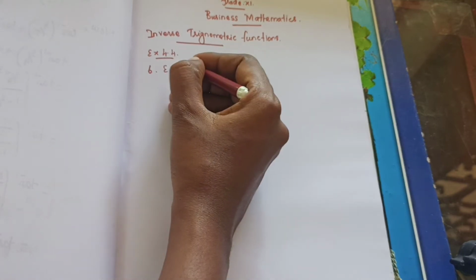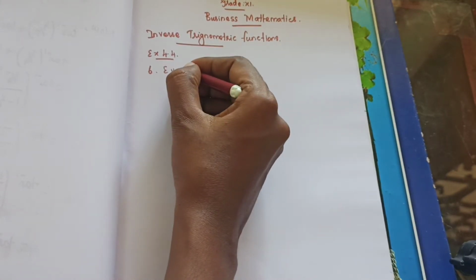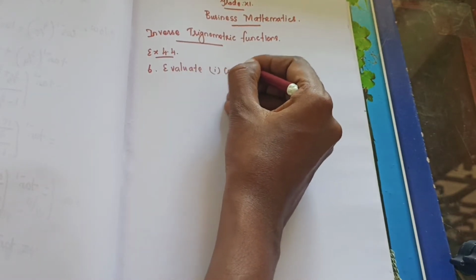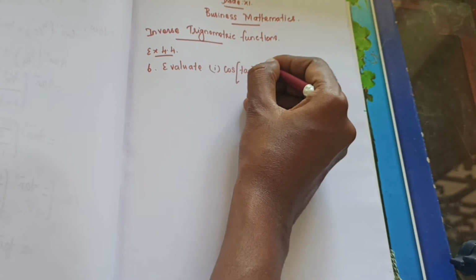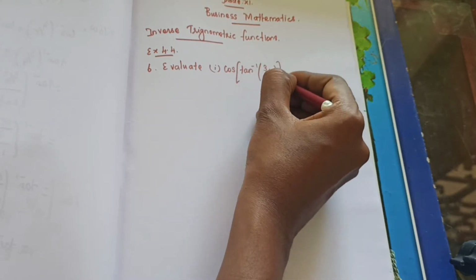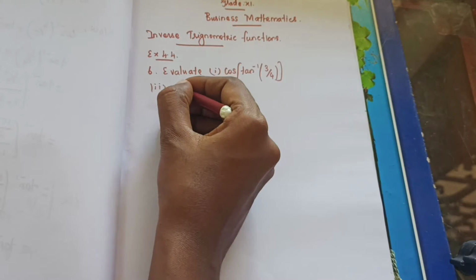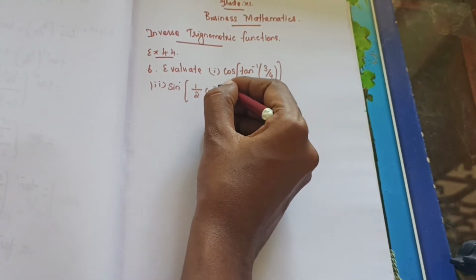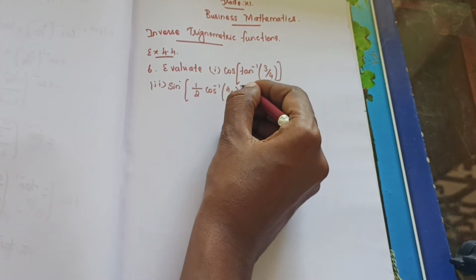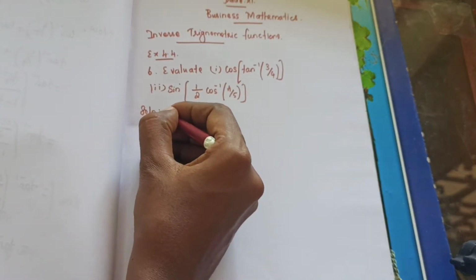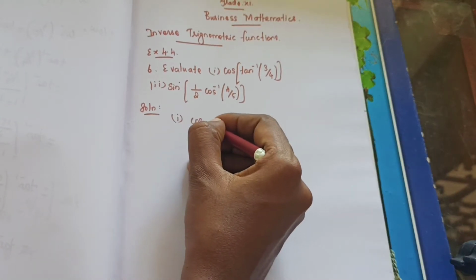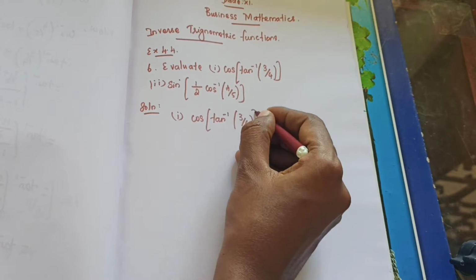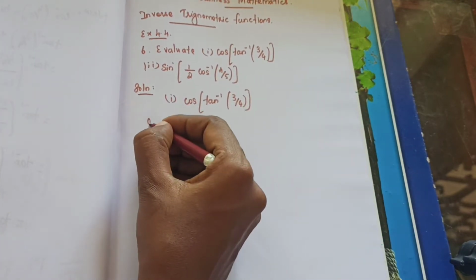Question is, evaluate cos of tan inverse of 3 by 4. Second part is sine of 1 by 2 cos inverse of 4 by 5. Solution. First one is cos of tan inverse of 3 by 4. So first, what will you do?